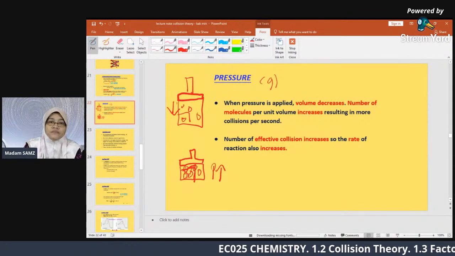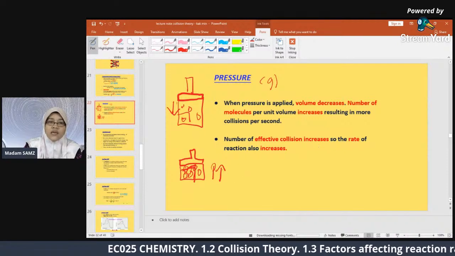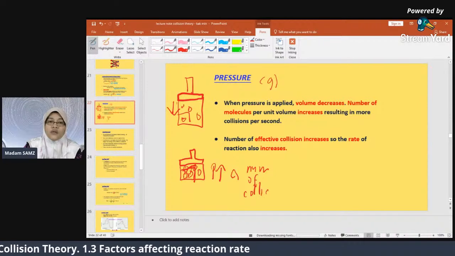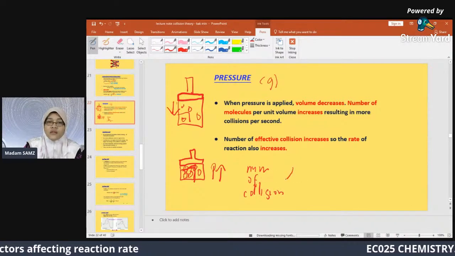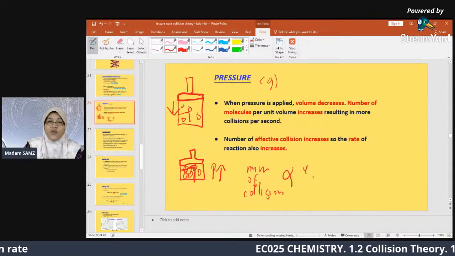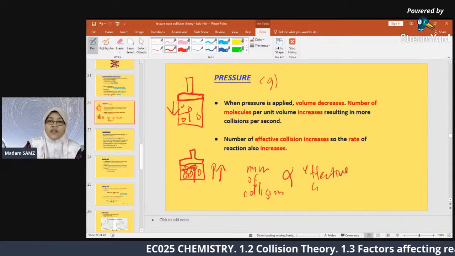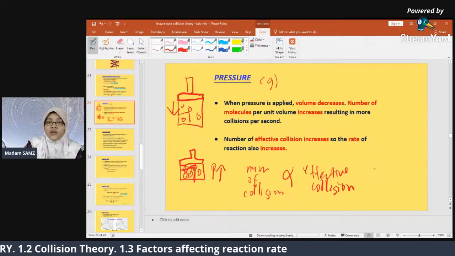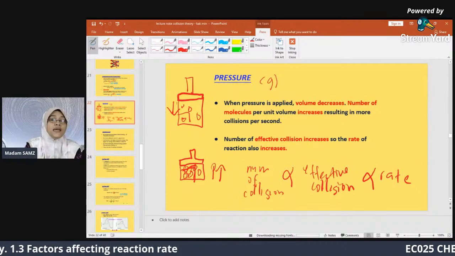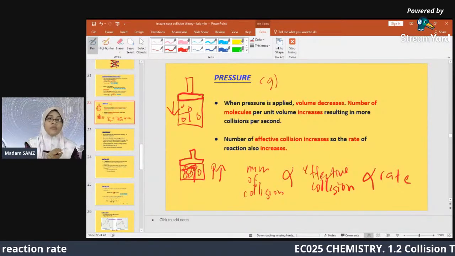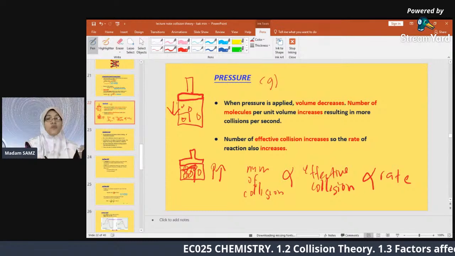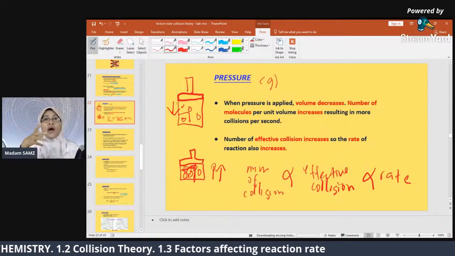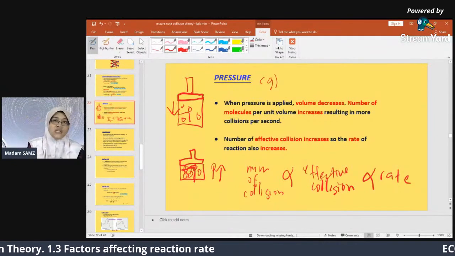So pressure increases, number of collisions increases, and hence the effective collisions also increase. All right, when the effective collisions increase, the rate of reaction also increases. This is the link between pressure, compressing, number of collisions, until the rate of reaction. You have to know how to tell, how to drive your idea from the beginning until the end.